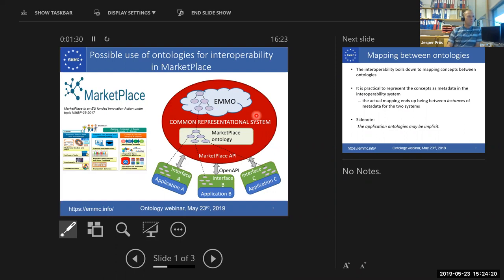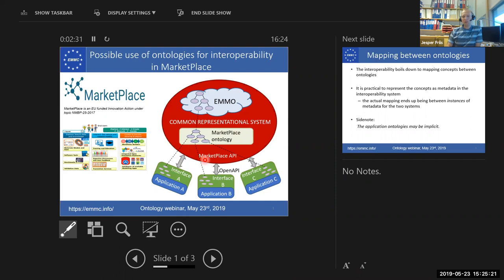So at the top here, we have EMMO in a common representational system that constitutes what you have in the marketplace, that all applications communicate via. And then it creates an extended ontology, like the ontologies you showed just before for VIMMP. A similar one will be done for the marketplace. You have applications that connect to this ontology, and in order to achieve interoperability between two applications, what you need to do is to create a link. Can you make a link from application A to our common representational system? You can use the same methodology to create a link to the other application.